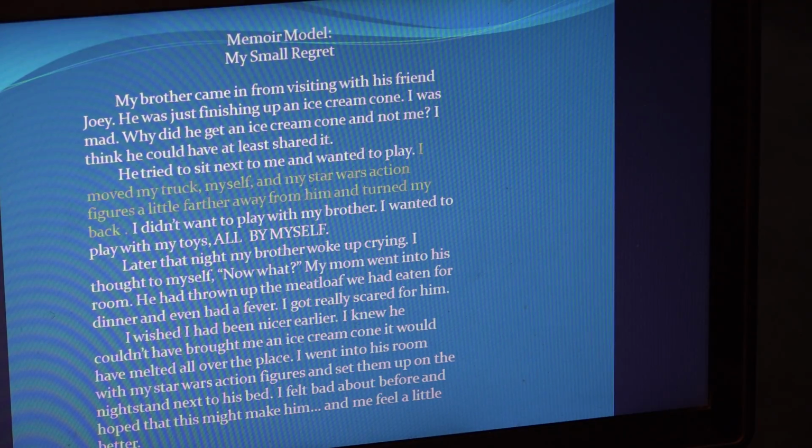He had thrown up the meatloaf we had eaten for dinner and even had a fever. I got really scared for him. I wished I had been nicer earlier. I knew he couldn't have brought me an ice cream cone. It would have melted all over the place. I went into his room with my Star Wars action figures and set them up on the nightstand next to his bed. I felt bad about before and hoped that this might make him and me feel a little bit better.